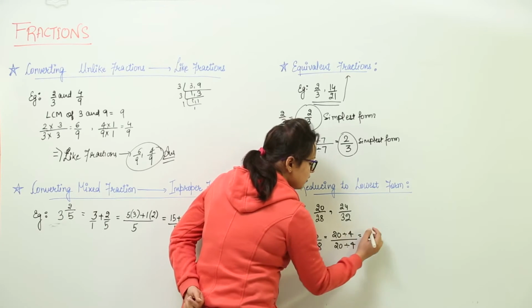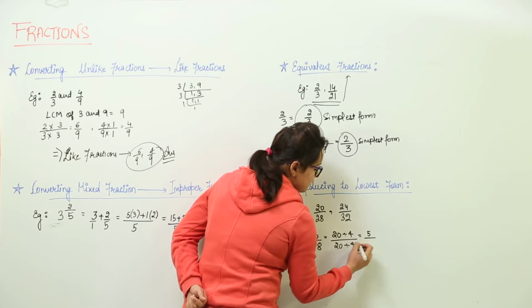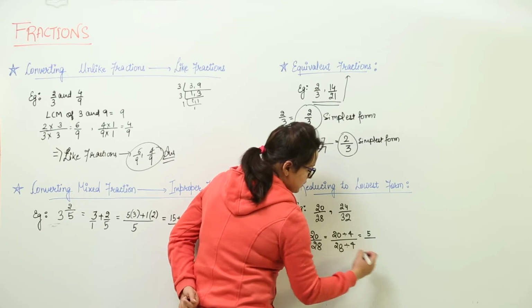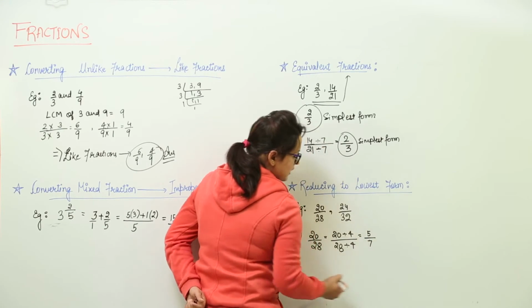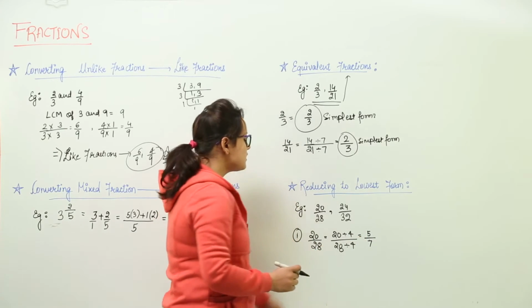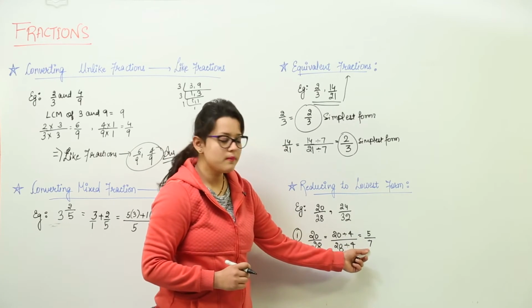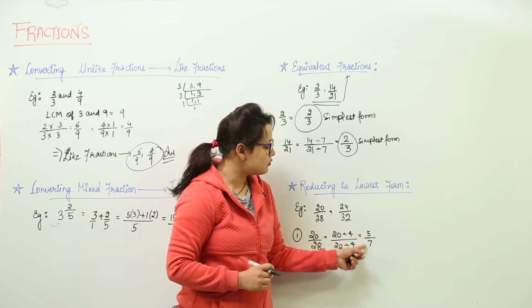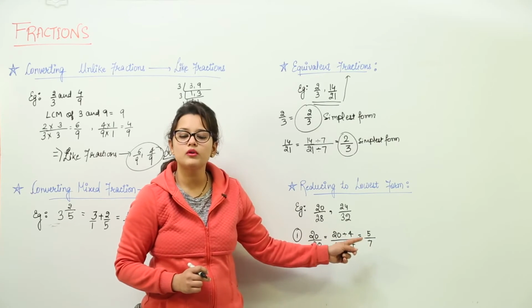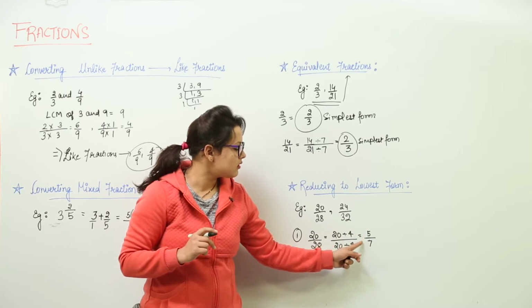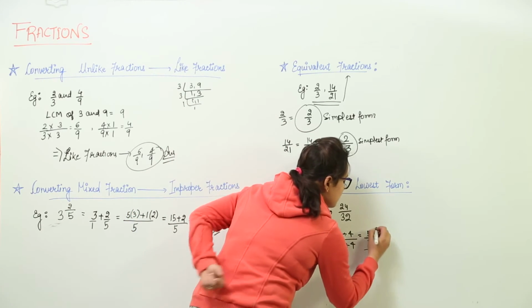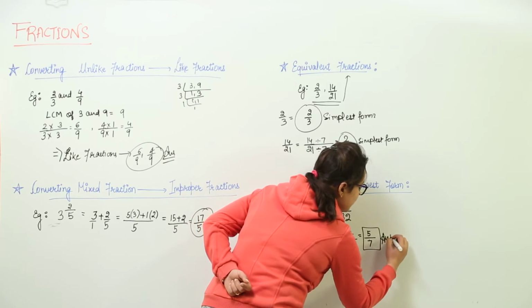Now what do we get on dividing? We get 5, and here it was 28, so 4 6s are 24, 4 7s are 28. So 5 by 7 is the lowest possible form. Now in 5 by 7, do we have any common factor to 5 and 7 other than 1? No, we do not have any common factor now. So this is known as my lowest form, right?